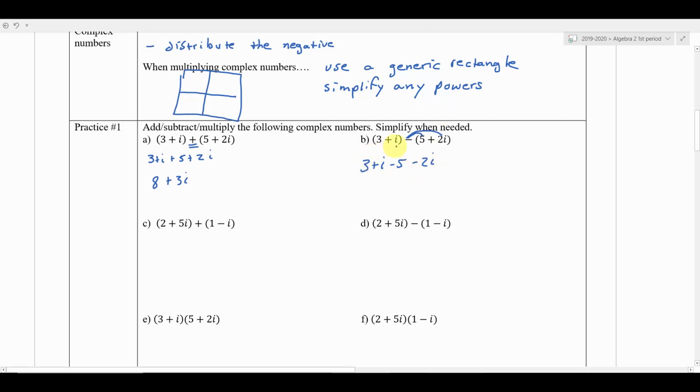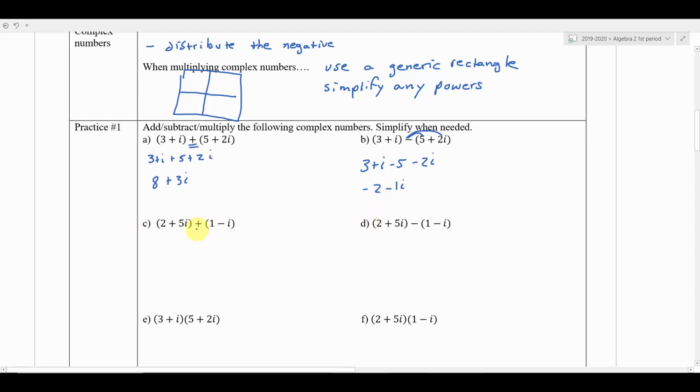So I have a positive 3, negative 5. That combines to give me a negative 2. And then I have a positive i and a negative 2i. So that's going to combine to give me negative 1i. And there's my final answer for part B. I have removed the parentheses and I combined like terms. All right, let's try it again.